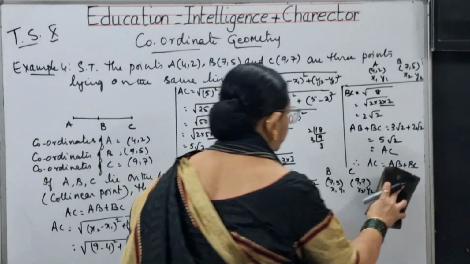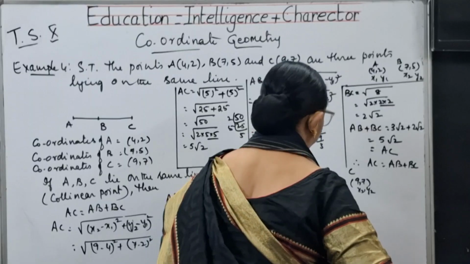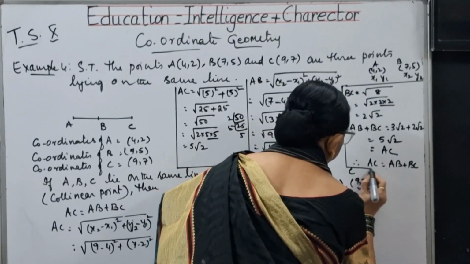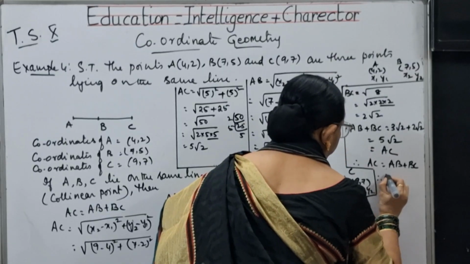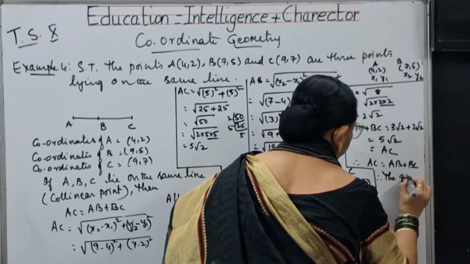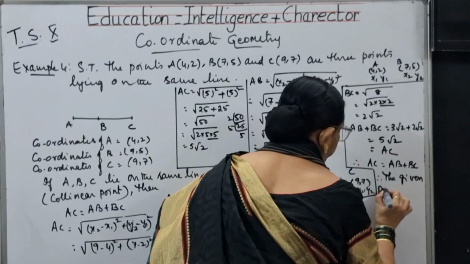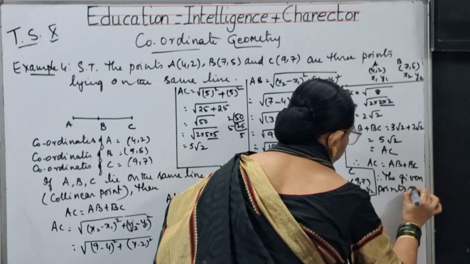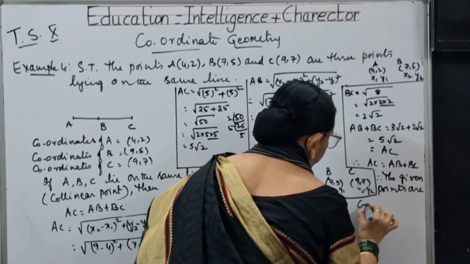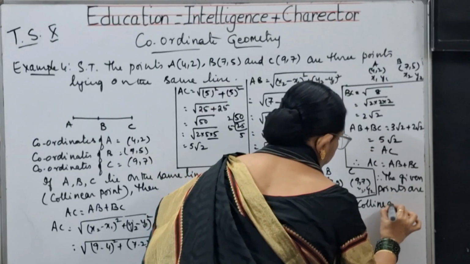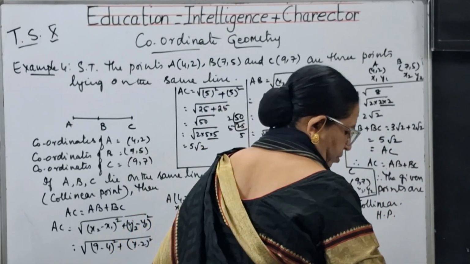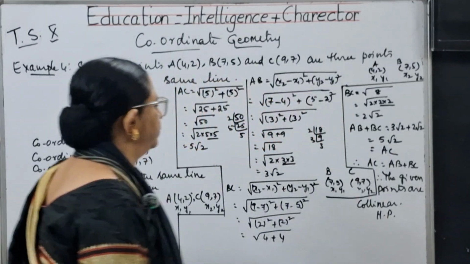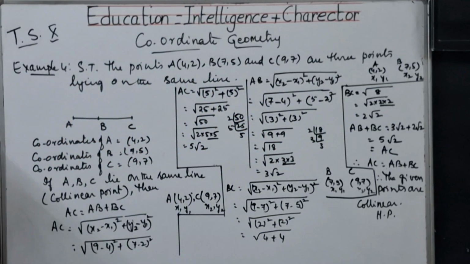Even, children, instead of directly writing hence proved, you can write: therefore the given points are collinear. Then you can write hence proved. Write out this, children. This is example 4.